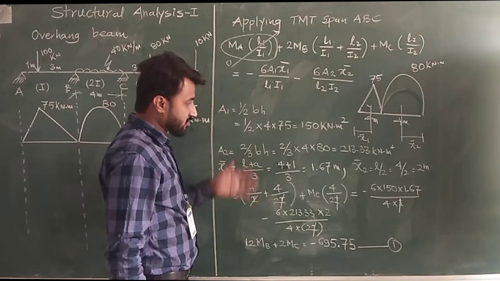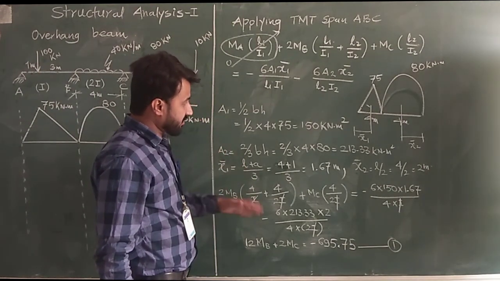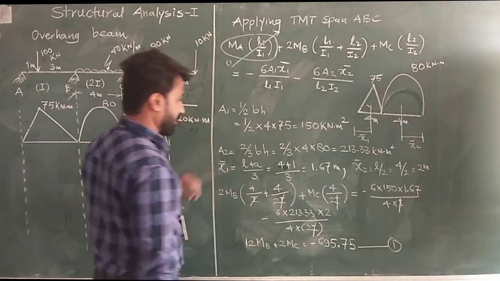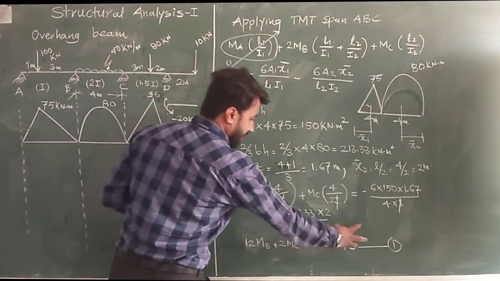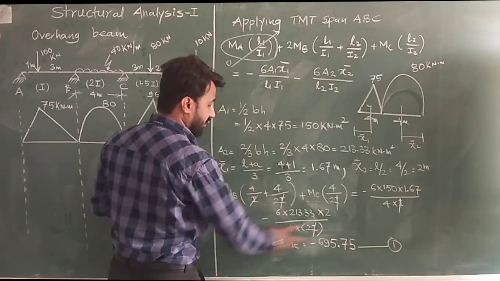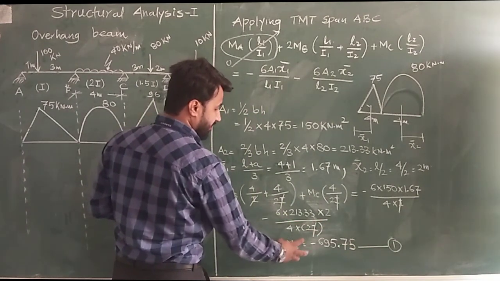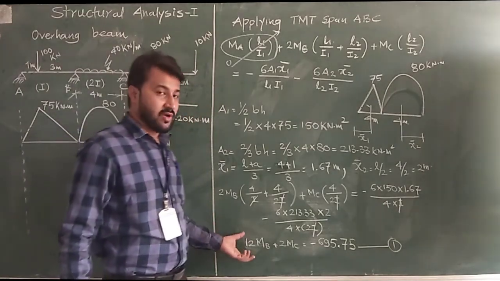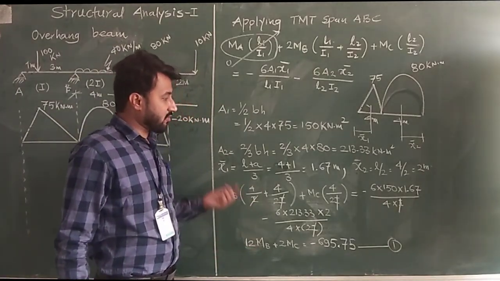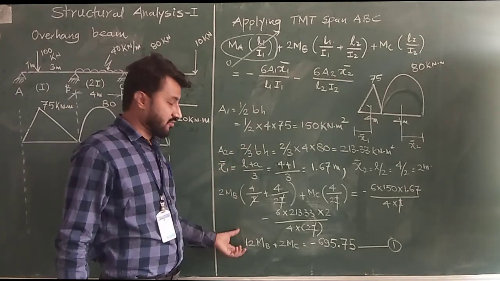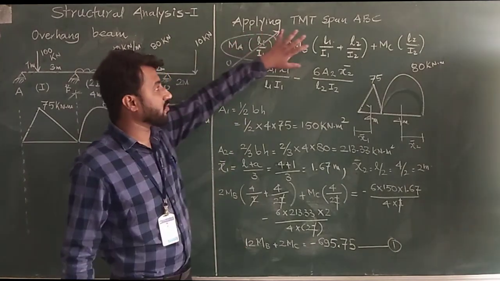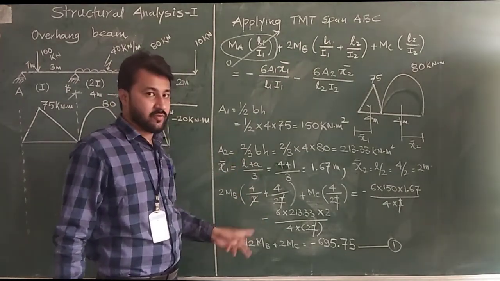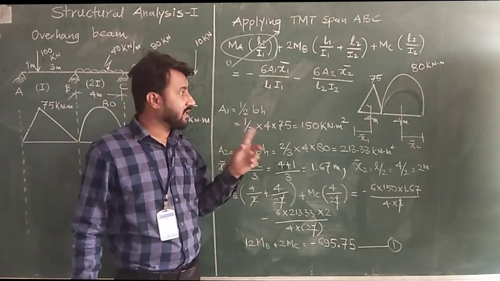So for the ease of understanding, I am taking the same numerical, and I have provided an overhang portion to that. Okay. So this thing will be the same which we have calculated in the previous class: 12 MB plus 2 MC is equal to minus 695.75. And this equation we have to take while calculating the moments MB and MC. This is equation number 1. When we apply the three moment theorem over the span BCD, we will get the second equation. We will equate both the equations. We will get moments MB and MC.